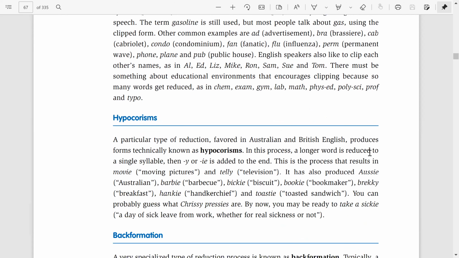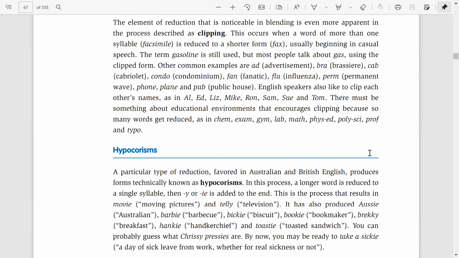The next word formation process is hypocorisms. This is very common in Australian and British English, and also in American English. Here, what do we do? Here we produce some technical words, and in this process, a longer word is reduced to a single syllable. For example, if there is a longer word which has two or more syllables, we shorten that word, we reduce it, or we clip it, and we reduce it to a single syllable. Then we also add y or ie to the end of that word.